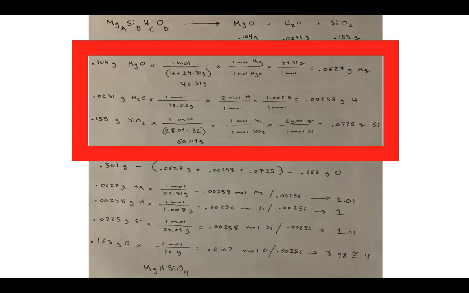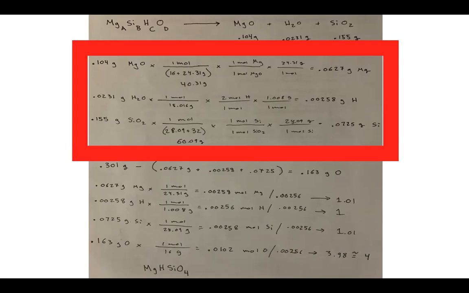And we have 0.00258 grams of hydrogen. Now, one question you might have is, how did I know that there was 0.0231 grams of water? Because if you remember, in the problem, it was actually presented as milligrams. And so I first converted 23.1 milligrams to grams, which is 0.0231 grams water, okay?